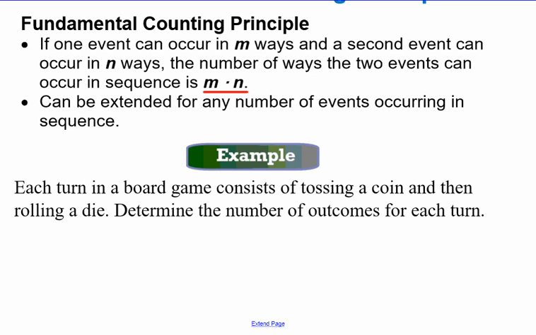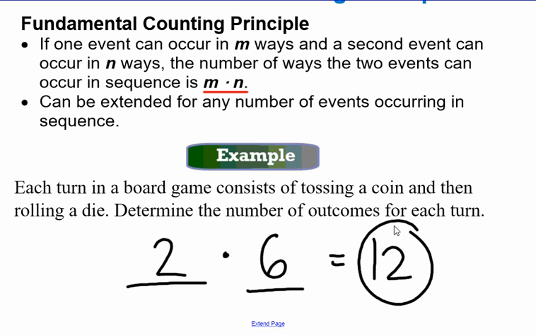So in our example, each turn in a board game consists of tossing a coin, then rolling a die. How many possible outcomes are there? Well, there's 2 outcomes for the coin times 6 outcomes for the die, which leaves me with 12 possible outcomes. We call that the fundamental counting principle.